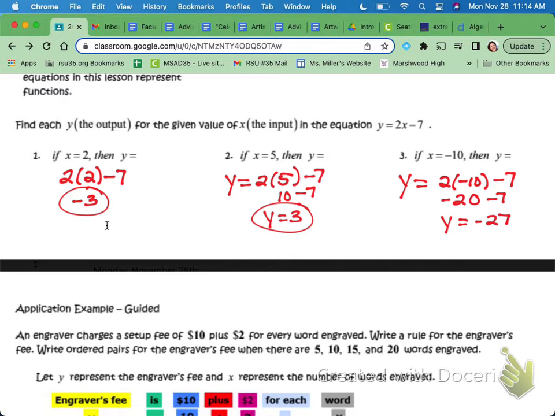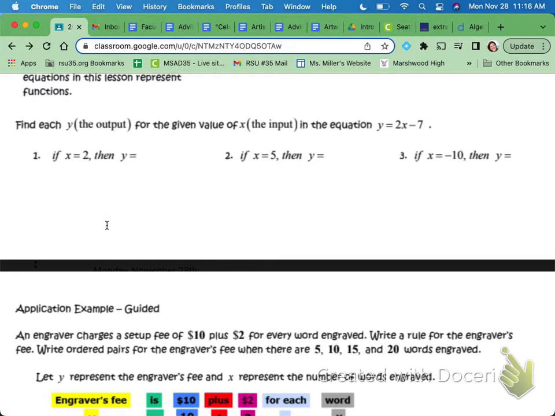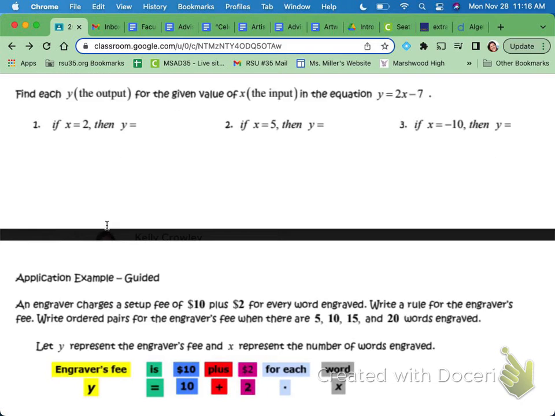What would this look like as an ordered pair? If y equals -27 and x was -10, what would be the ordered pair? Charlie's got it. -10, comma, -27, right? Because my x was -10. When I input -10, my output was -27. Questions? We're doing okay? All right, next page.